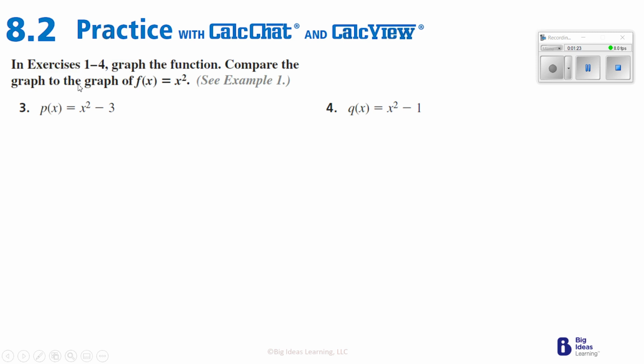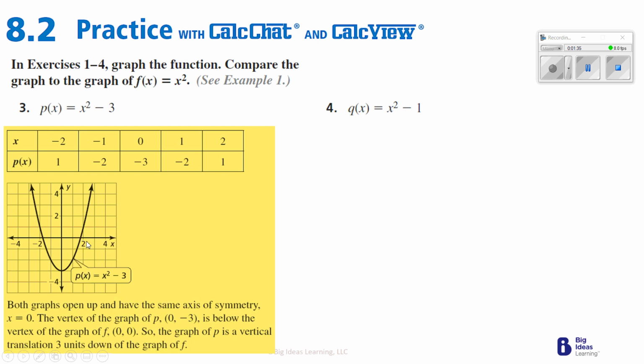Number 3 says compare, once again, f of x to x squared. This time it subtracts 3, which means it's a vertical translation down 3 units from (0, 0). And here we go. We see 1, 2, 3 units down from (0, 0).